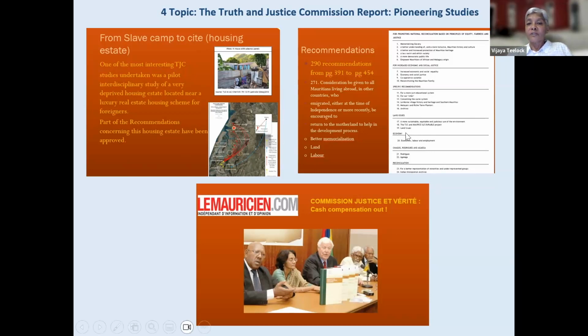So this is just a screenshot of some of the recommendations, 290 recommendations. Unfortunately, when the report came out, the press focused on only one issue, which was the issue of not reparations, but compensation. So the volumes, they could see the volumes and the CDs, etc. But the headlines in most of the papers were cash compensation out. In other words, the commission decided on reparations rather than giving a cash compensation to descendants of slave families.